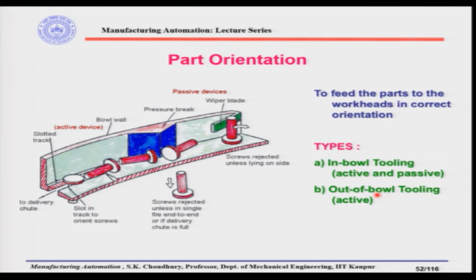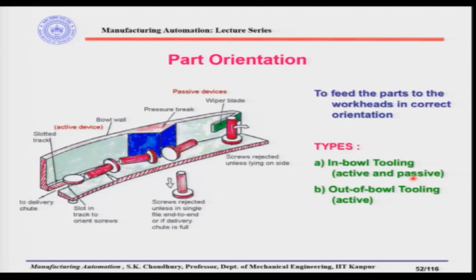So, the in bowl tooling part orienting devices, they can be of active or passive types. Active devices, they reorient the parts, and the passive devices, they reorient the parts by rejecting the parts, in the sense that if the part is coming in the right orientation, it will allow the part to go, but if it is in the wrong orientation, it will reject the part and it will come back to the bottom of the bowl and it will again recirculate.